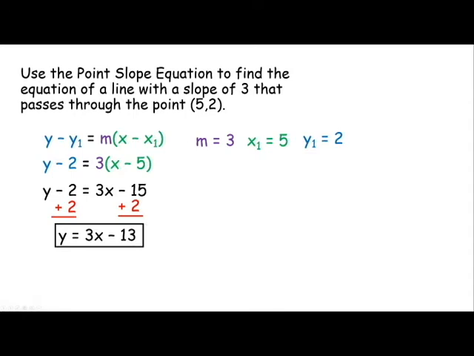Notice, I was able to take my slope and a given point and then find the equation of the line and then convert that line into slope-intercept form. The point-slope equation gives us a quick and easy way to get the slope-intercept equation even though I have not been given the y-intercept. Does that make sense?